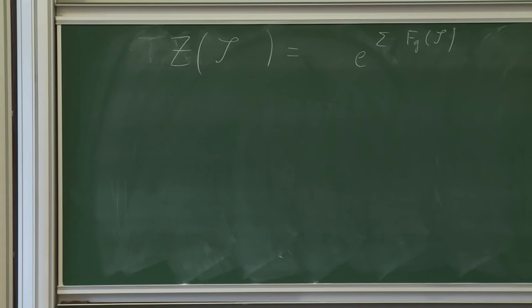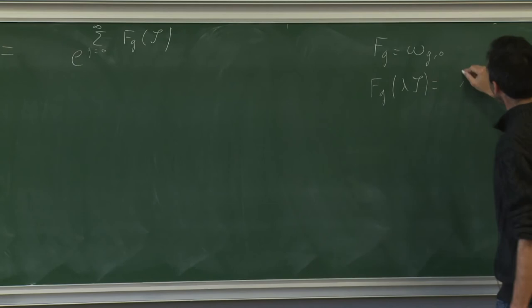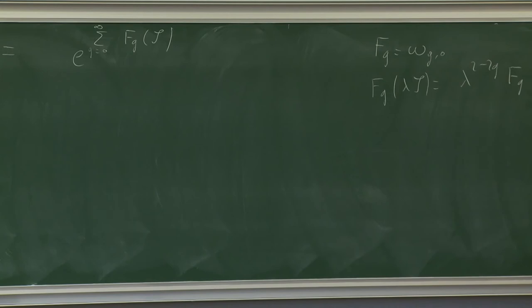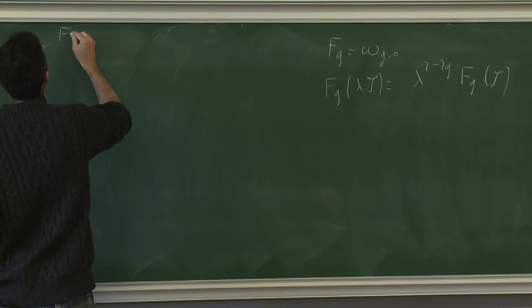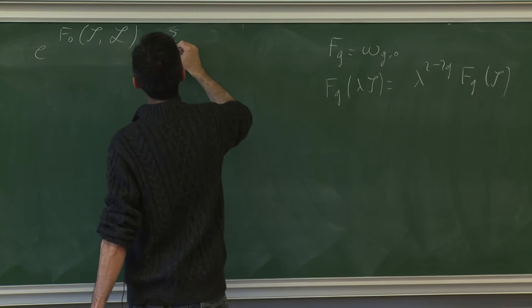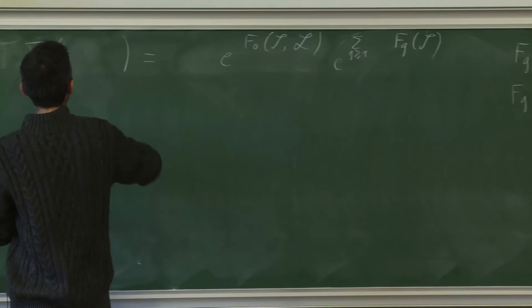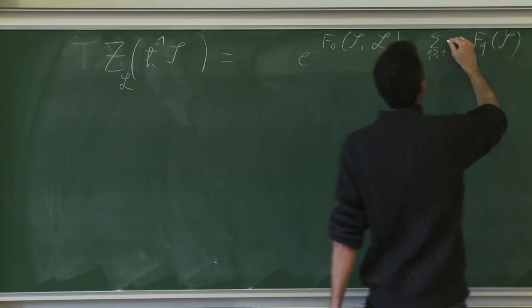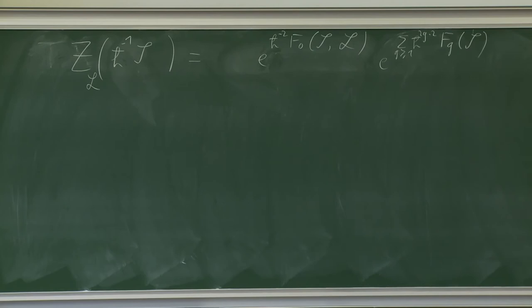This is not well defined because the sum from g equals 0 to infinity is ill-defined. But remember that we had the property that fg of lambda S is lambda to the 2 minus 2g fg of S. And also, since I have f0, there should be something special for f0 of S, so it means we have to choose a Lagrangian. Let me write it this way, times exponential sum from g larger than 1 of fg of S. But since this is ill-defined, I will use the scaling property to define it as a formal power series, h bar to the 2g minus 2. And here, I need an h bar to the minus 2. So this is the definition.